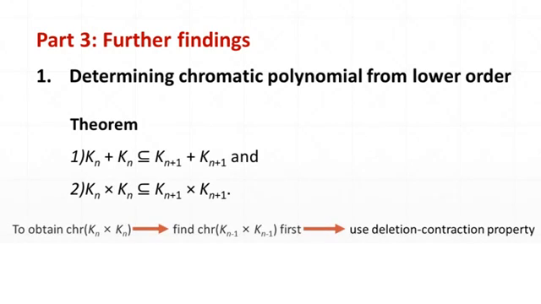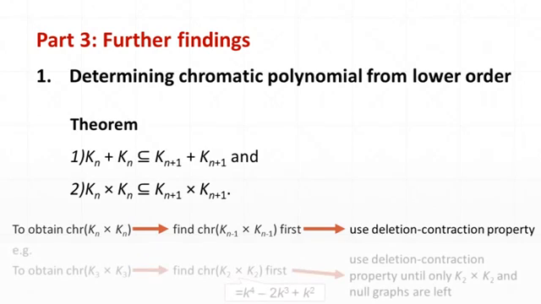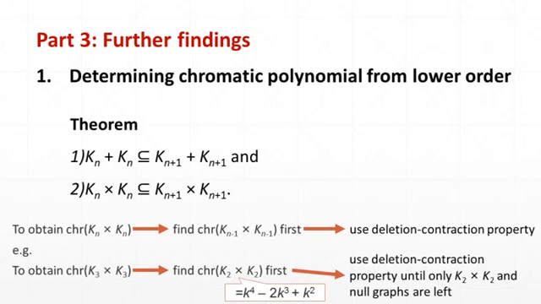We can now obtain the chromatic polynomials of the direct graph of a large complete graph by first finding the chromatic polynomials of direct sum and direct product of small complete graphs, then using the deletion contraction property. For example, to find the chromatic polynomial of the direct product of K3 and K3, calculate the chromatic polynomial of the direct product of K2 and K2 first.